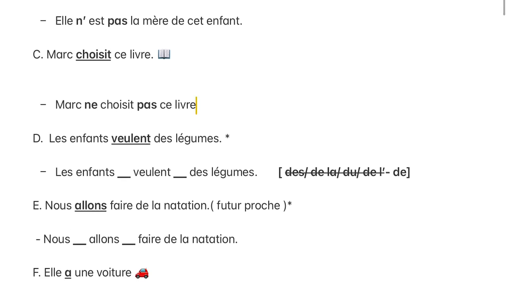Looking at the fourth sentence, Les enfants veulent des légumes. The children want some vegetables. The conjugated verb is veulent, coming from the verb vouloir, that means to want. So again, we add ne before the conjugated verb and pas after the conjugated verb. However, there is one more thing that needs to be done.